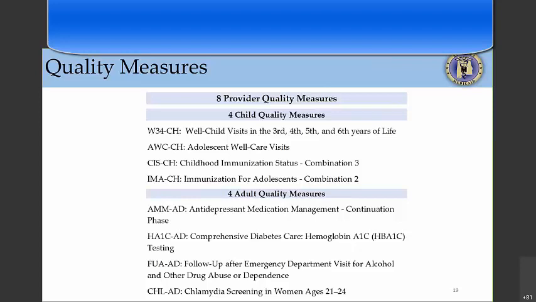Those are the 8 provider quality measures. 4 child measures pertaining to PCP visits and immunizations, and 4 adult measures about antidepressant medication management, A1C testing, follow-up for alcohol and other drug abuse or dependence after ED visits for alcohol and other drug abuse or dependence, and chlamydia. Links to the quality measures and other supporting data will be shown towards the end of this presentation.